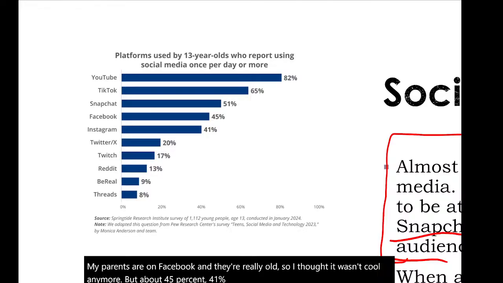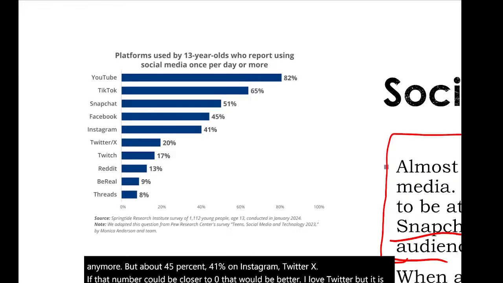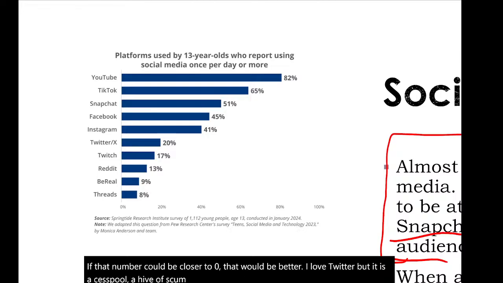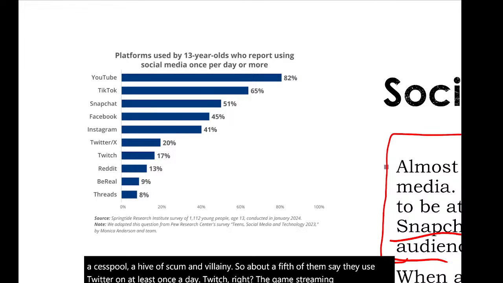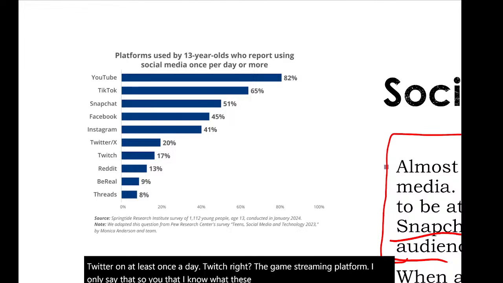Twitter X, if that number could be closer to 0, that would be better. I love Twitter, but it is a cesspool, a hive of scum and villainy. So about 1/5 of them say they use Twitter at least once a day. Twitch, the game streaming platform. I only say that so you know that I know what these things are, so you don't think I'm old and don't know what I'm doing. So Twitch, a little bit less than 1/5.